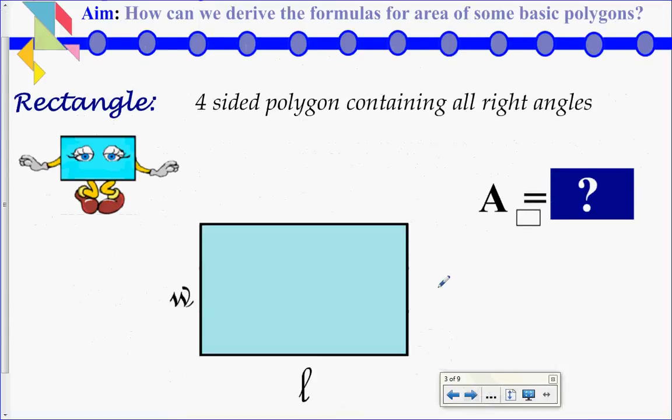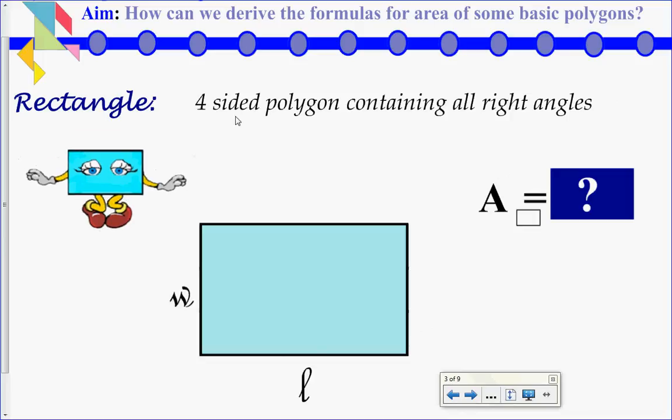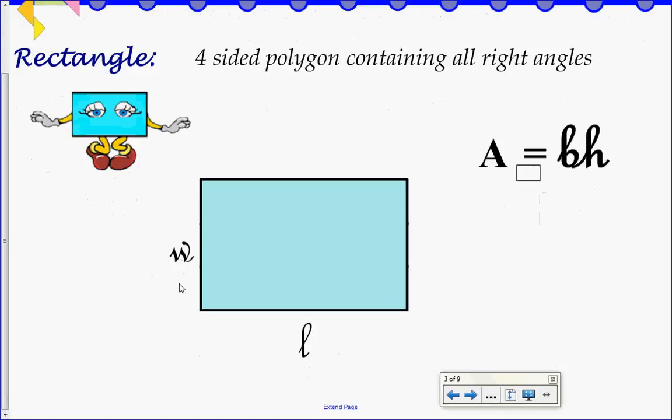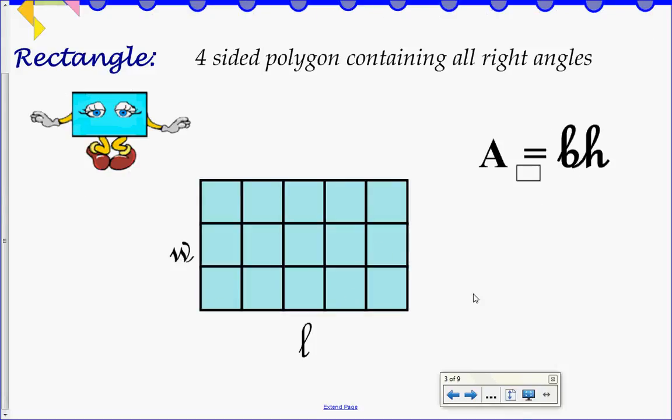All right, next, here we go. Now, I'm going to introduce you to some shapes I know, some polygons. Here's Mrs. Rectangle. She's a 4-sided polygon containing all right angles. Here she is. And to get the area, I know you know base times height, okay? We also have width times length, same thing. Height here, base here. So why does this work? I'll show you.